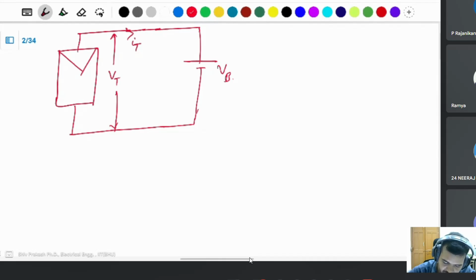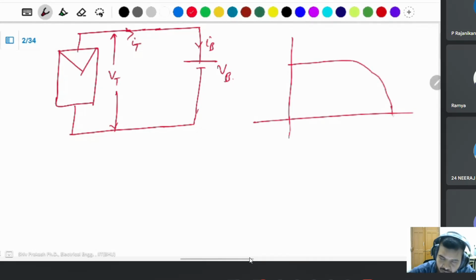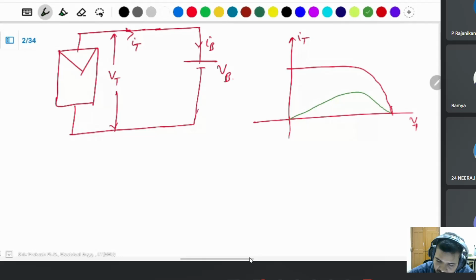If you want to charge this, then what happens? There is a voltage and current flowing through the battery also. The PV panel has a graph between V and I, and the maximum power occurs at one point only. At a time, you find where the maximum power is. This is Pmax.